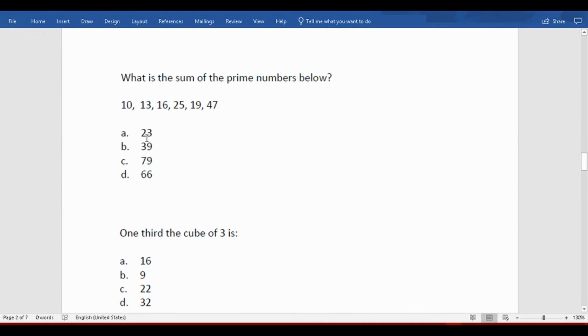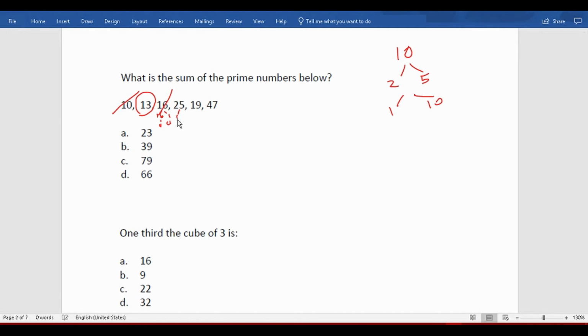All right. This question asks you, what is the sum of prime numbers? Again, a prime number is only divisible by 1 and itself. 10 is not a prime number because both 2 times 5 equals 10 and 1 times 10 equals 10. So we know 10's not prime. 13 is only divisible by 1 and itself, so that is a prime number. 16 can be divisible by 16 and 1. It's also divisible by 4 and 4, so that's not prime.